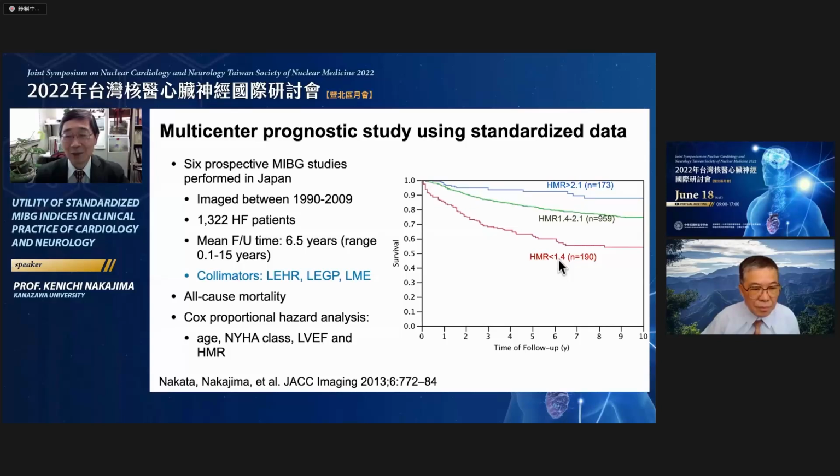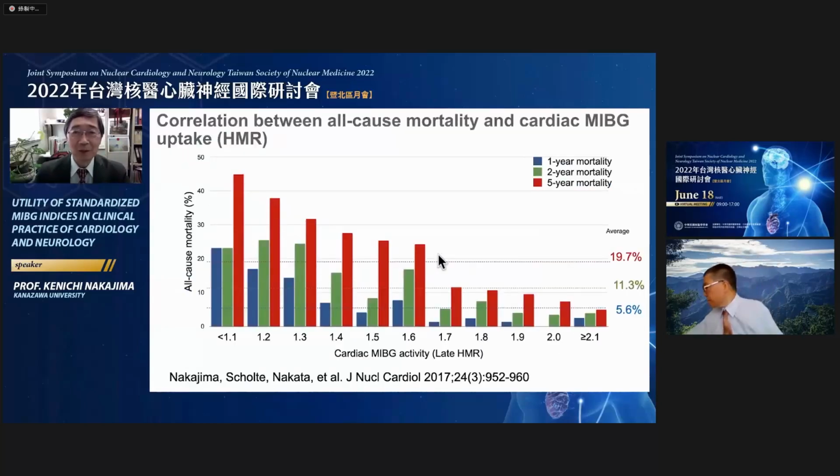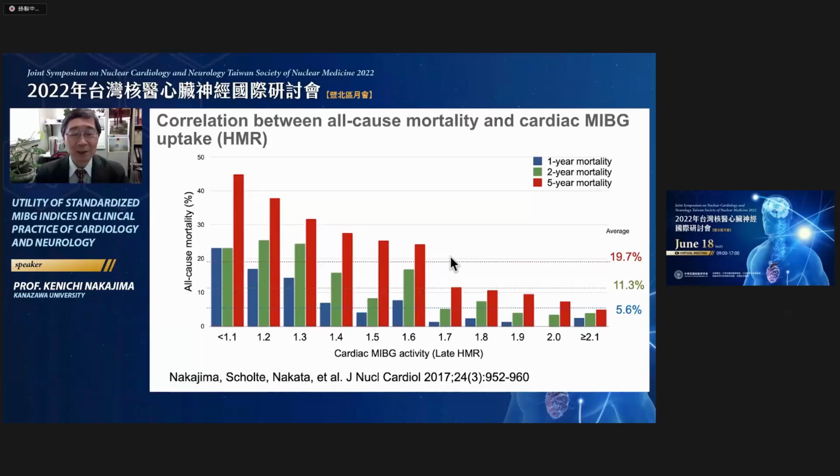Particularly when the HM ratio is less than 1.4, 10-year survival is only 50%. We can also see 1-year, 2-year, and 5-year mortality rate. Now we can see a significant increase of mortality like this, and particularly when HM ratio is less than 1.6, it's much higher.